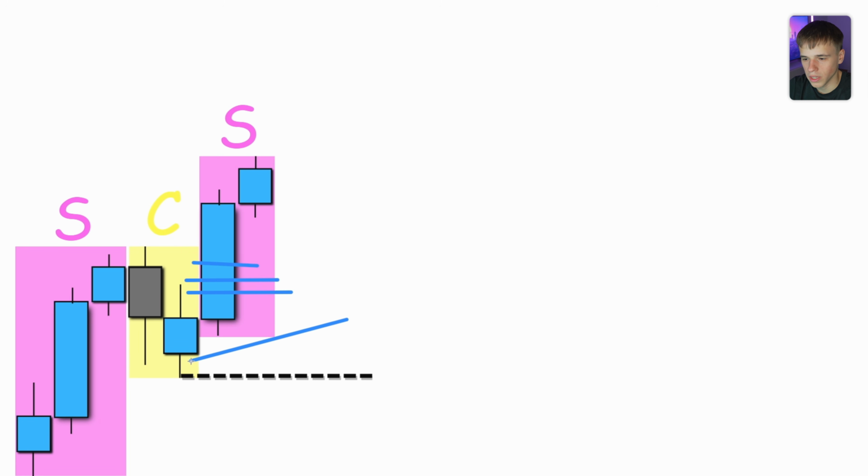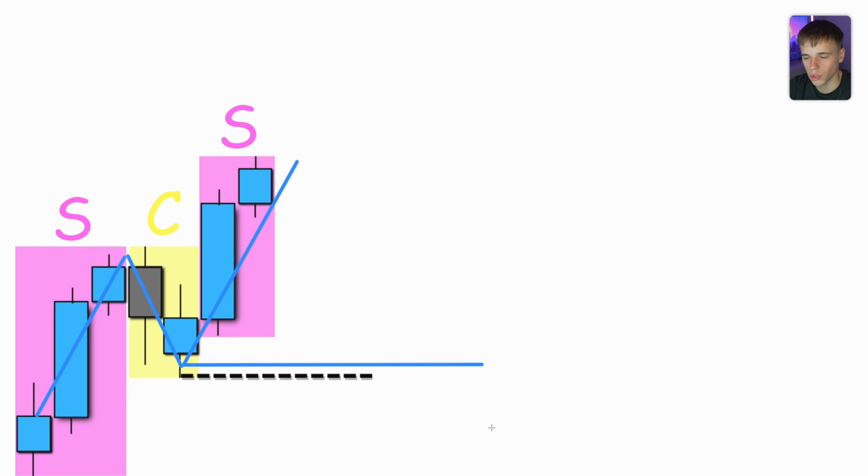And what low do we have in the market? It is the low of the correction leg. So it's really easy to spot, because it's going to be structure, correction, structure. So this low is going to be pretty easy to spot on the chart.